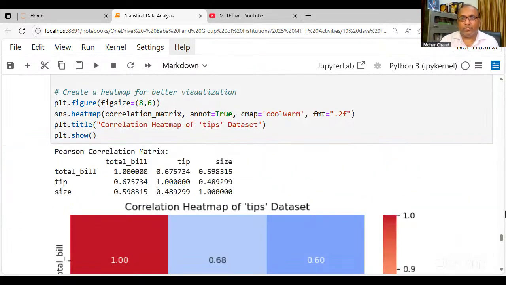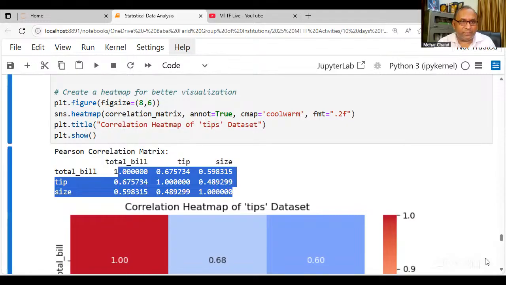Yes. Actually, the data set is very heavy, that's why it will take some time. Okay, so here you can see this one.